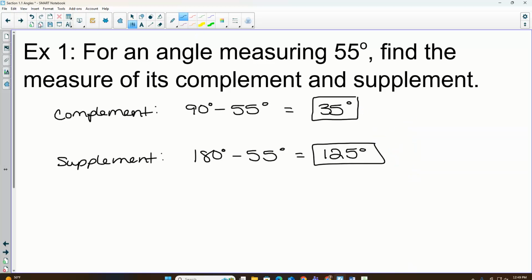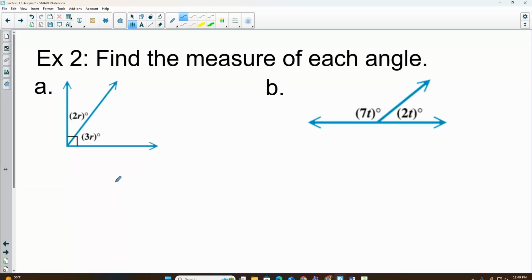125. All right. Let's try a couple from pictures. Do you guys think you could write an equation to solve these? What does this box mean? So these two are complements. So you know 2r plus 3r equals 90.